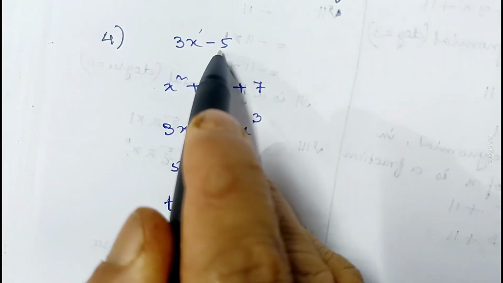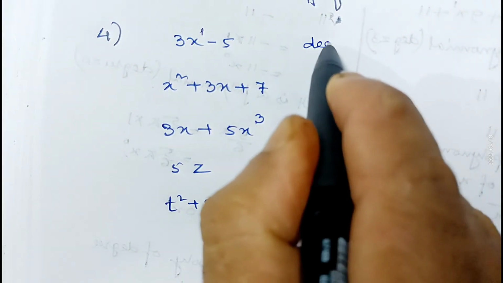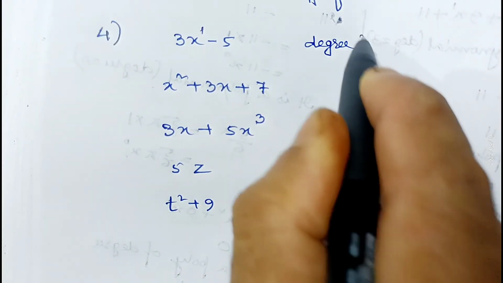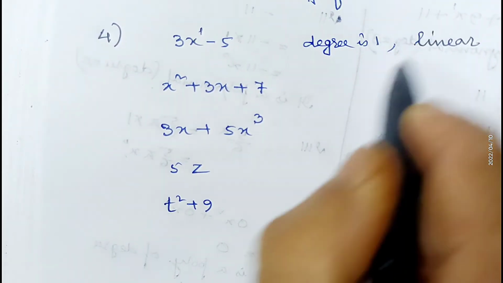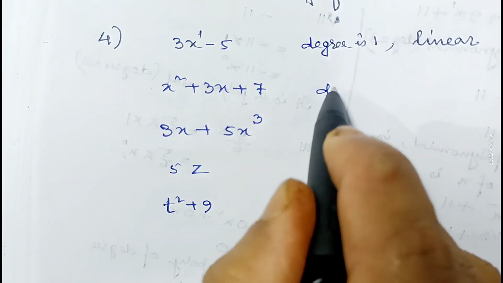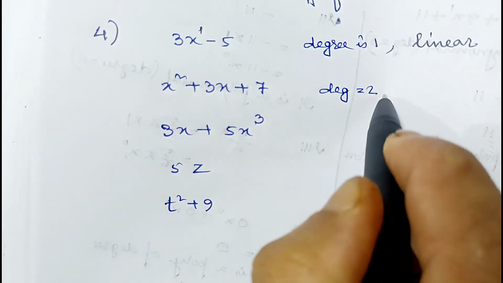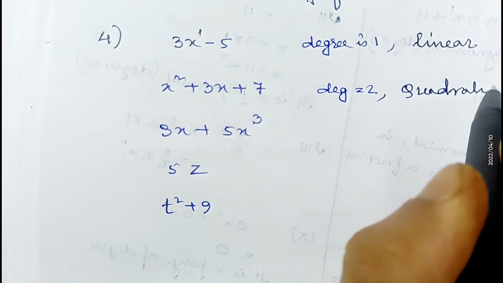In case of 3x minus 5, the degree is 1. Since degree is 1, that means it is a linear polynomial. Here degree is 2. Since degree is 2, so it is quadratic polynomial.